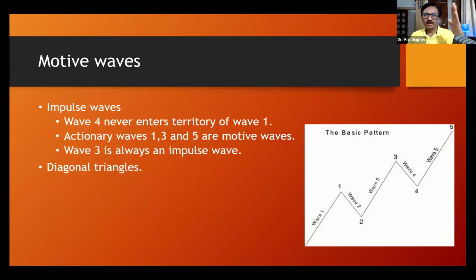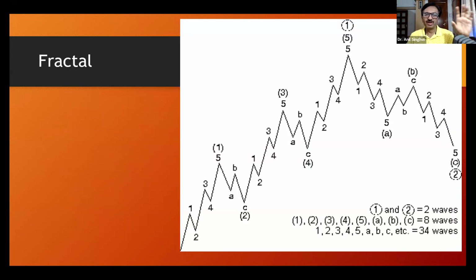So the actionary waves are 1, 3, and 5. On this 5 wave structure, these are the motive waves, and wave 2 will be a correction, and wave 4 will be a correction, right? Then there are certain things also known as diagonal triangles. They are very interesting. We'll talk about them shortly. Now here you can see how each of the waves can subdivide into their own fractal units. Because wave 1 is a motive wave, it will also be subdivided into 5. Similarly, wave 3 will be subdivided into 5, and wave 5 will be subdivided into 5. Right? So that is interesting, and that helps us to locate where we are in a wave progression.